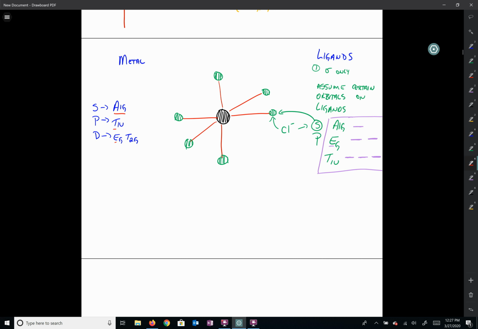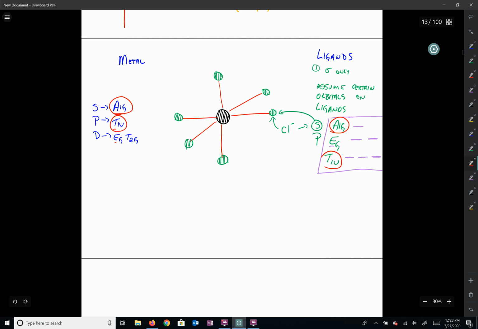Now here's what we're going to do. Now we play the matching game. Symmetry has to be maintained. We can only overlap orbitals of the same symmetry. So if I want to use my S orbital on my metal, and it's A1G symmetry, then I better have an A1G set on my ligands, otherwise a bond won't form. So A1G can overlap with A1G.